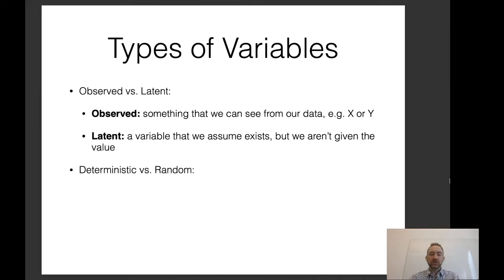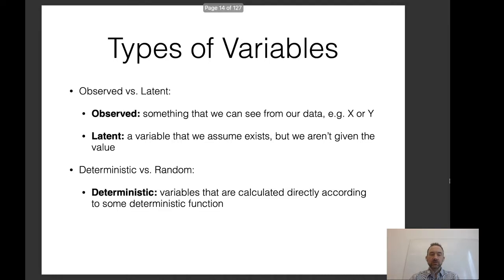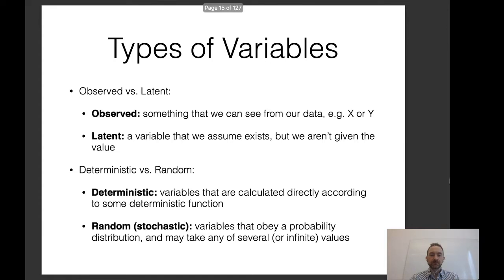And we have deterministic versus random variables. So deterministic variables are calculated directly according to some deterministic function. So there's no probability distribution over these variables given whatever they are calculated from. It's just we're guaranteed to get the same one every time. Random or stochastic variables, on the other hand, obey a probability distribution and may take any of several or even infinite values.